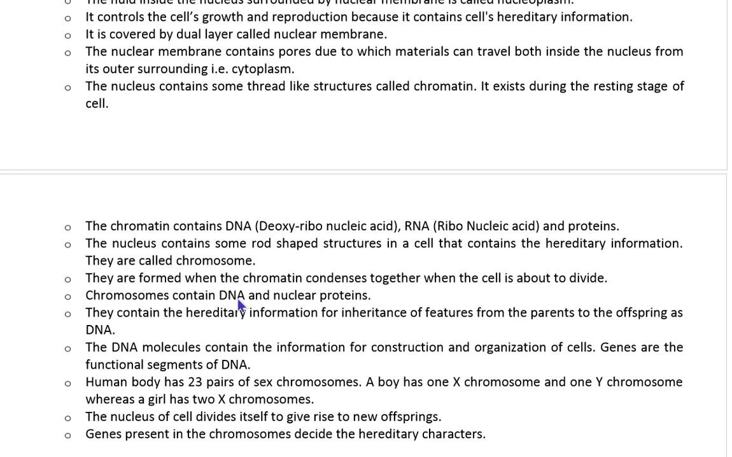Chromosome contains DNA and nuclear proteins. So a chromosome is made up of DNA and nuclear proteins. DNA is deoxyribonucleic acid. It contains the hereditary information for inheritance of features from parent to offspring. So whatever the hereditary information is, it is present in the nucleus. In the nucleus particularly, it is present in the chromatin material, and again in the form of DNA.